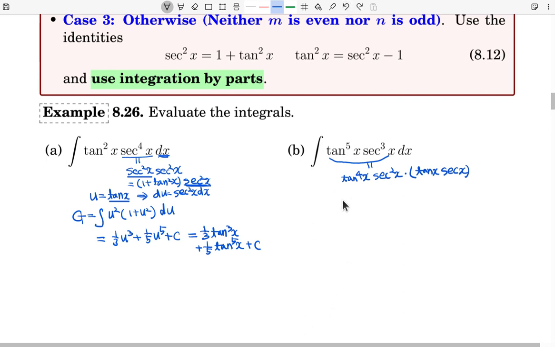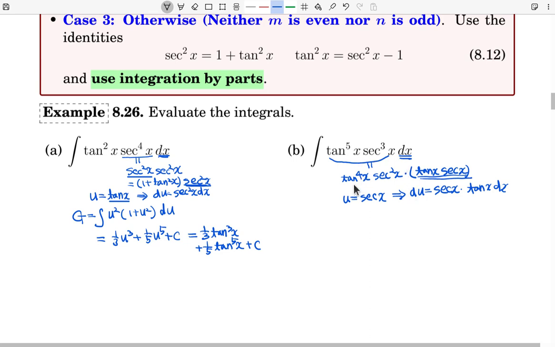Now u is sec x, right? U is sec x. Then du equals sec x tangent x dx, so that this portion and dx will make du.